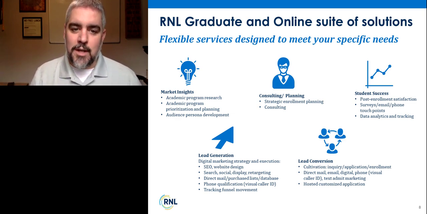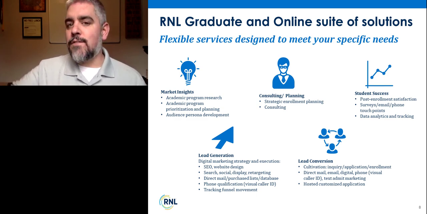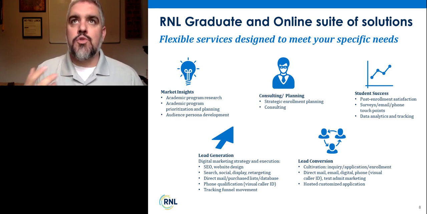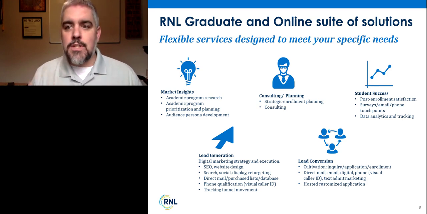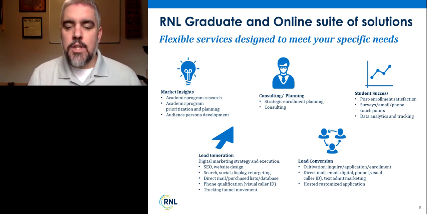The challenge is, if we think about that up 3% growth from 2016 to 2026, the challenge there is most presidents want to see 6, 10, 15% growth, right? So the challenge that we have is how do we address those mismatches between the desire to grow and the reality of the market? Things like student success, post-enrollment satisfaction, surveys via email, phone, analytics to help you along the way. And then, of course, things like lead generation and lead conversion.